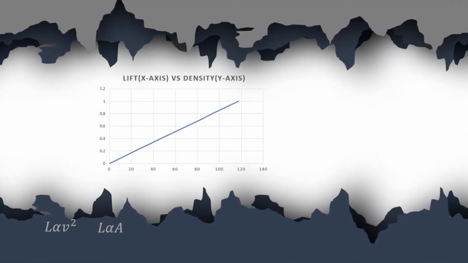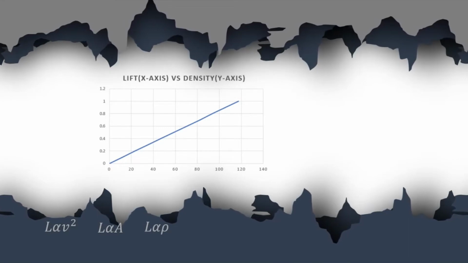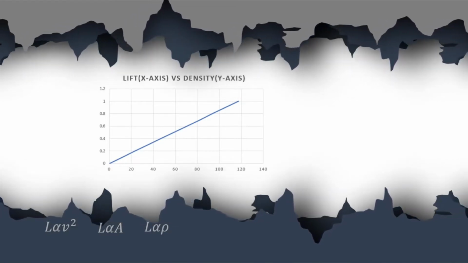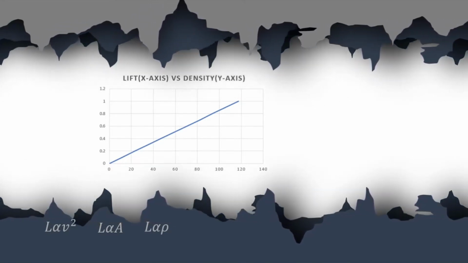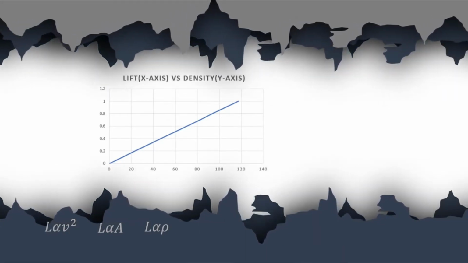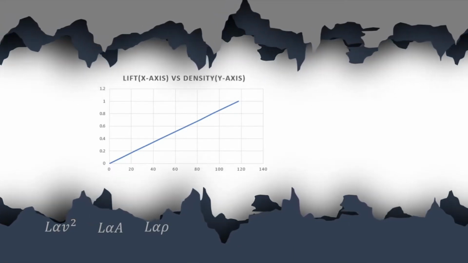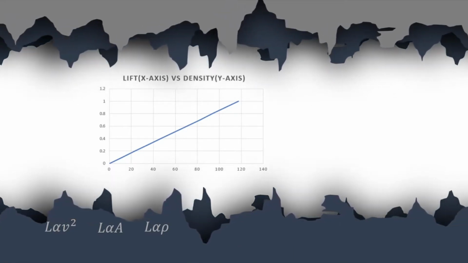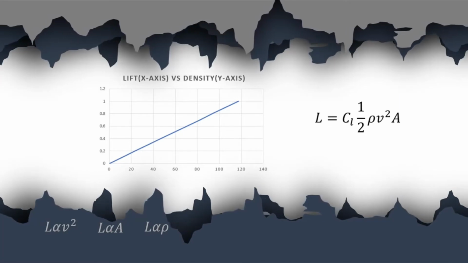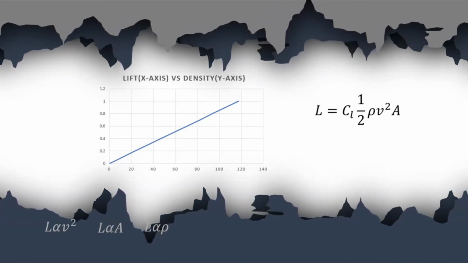In the same way, plotting lift versus density from the same aircraft data, we can find that lift is directly proportional to the density. And this density is the major reason why a hydrofoil produces more lift than an aerofoil, keeping all other parameters the same except density. Putting it all together, and for taking the proportionality outside, we introduce two constants, half and the coefficient of lift.